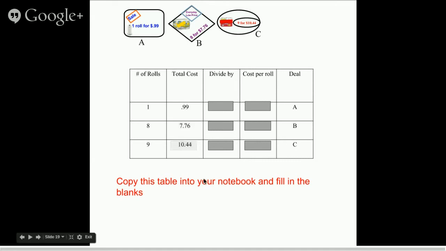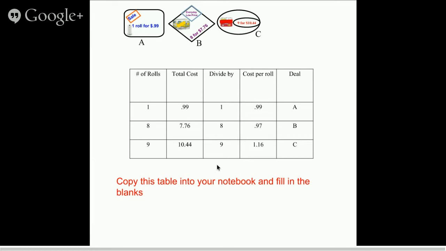Okay, so after you filled in the table, that's just these numbers. That's just those numbers. And then this is what it ends up costing per roll. Whoa, what a ripoff. I thought this one would be the better deal because it offers us more. But it turned out this one's the better deal. Only 97 cents per roll. So buy this brand.